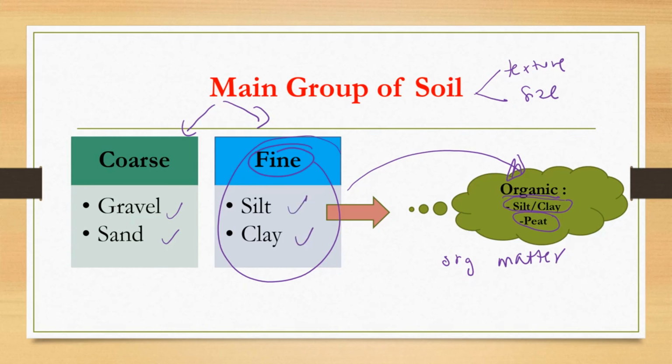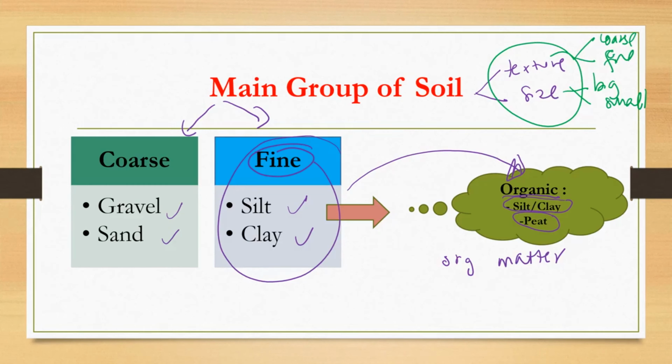So what are gravel, sand, silt and clay? They are types of soil. Gravel and sand are grouped under coarse grain soil. The reason why? Come back to the texture and size. You're talking about size being either big or small, and texture being either coarse or fine. So we group gravel and sand because they have big particles, and in terms of texture, they are coarse.